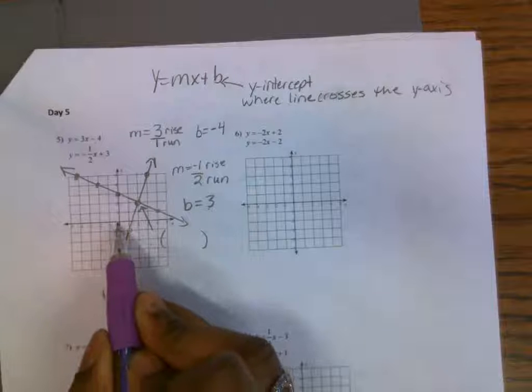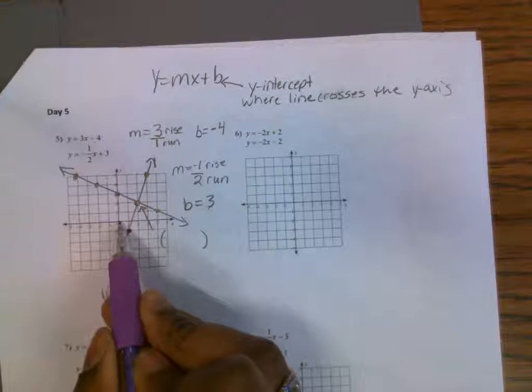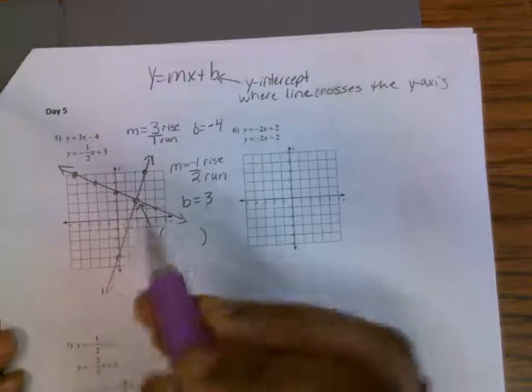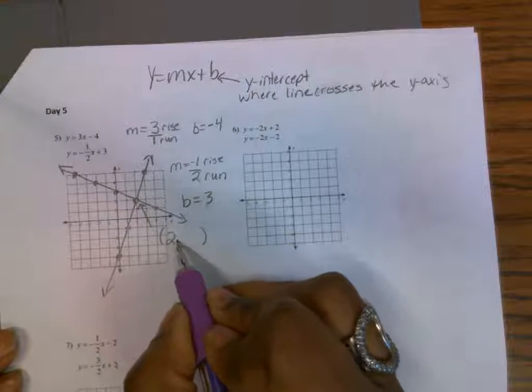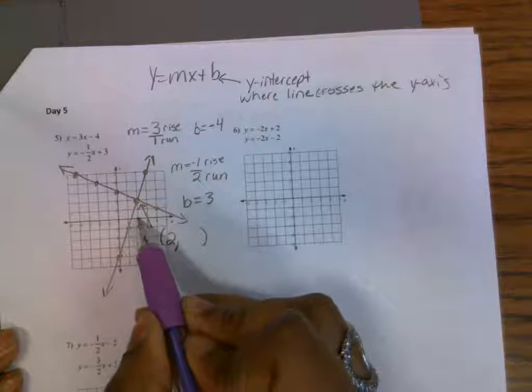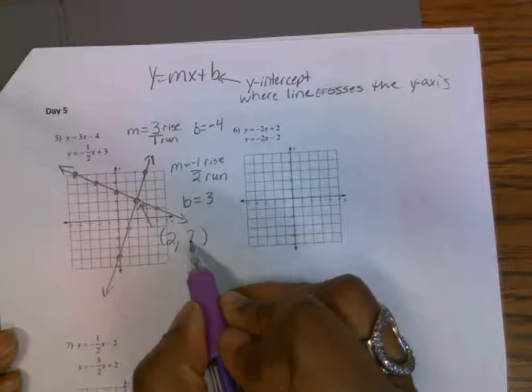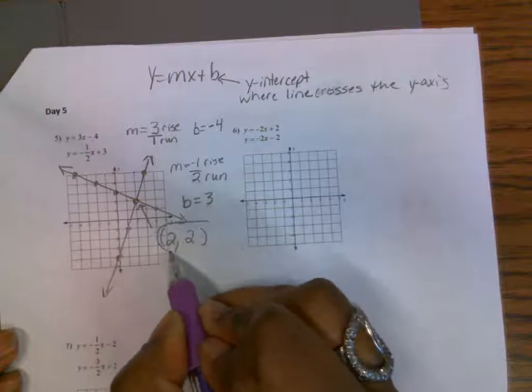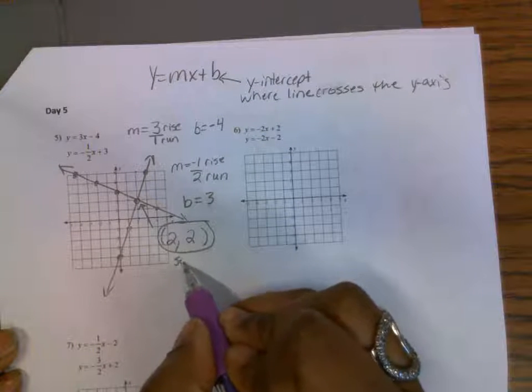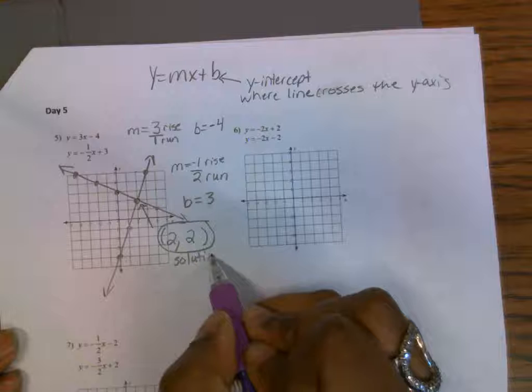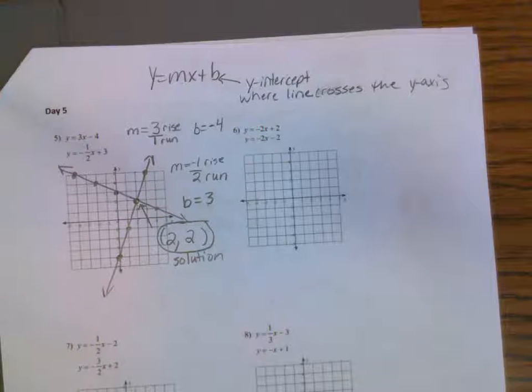So start at the origin so you can figure out what the ordered pair is. From the origin, I go over to the right 1, 2 times. So my x coordinate is positive 2. From positive 2, I go up 1, 2 times. So my y coordinate is also positive 2. This is going to be my solution. That's the one point that they share.